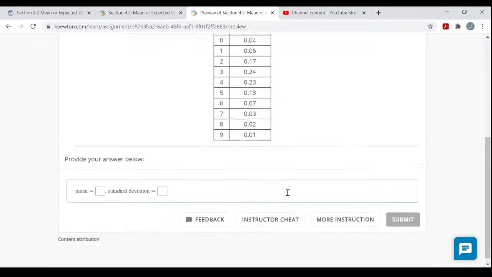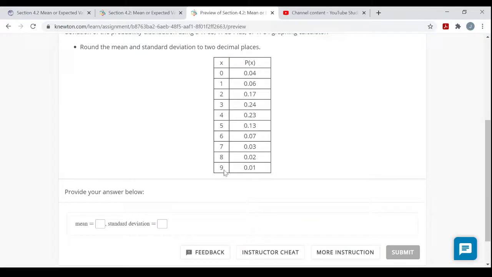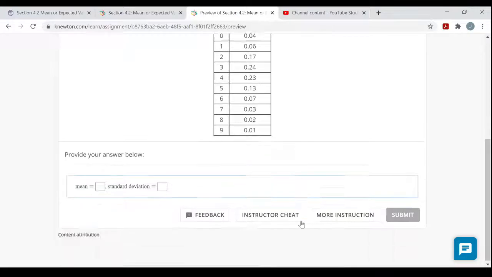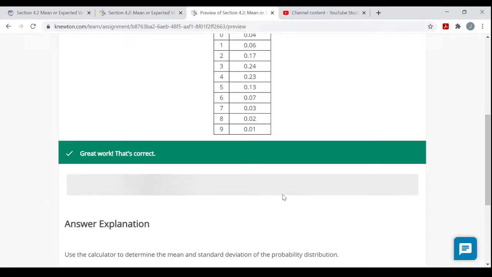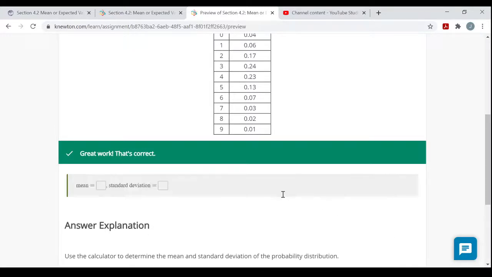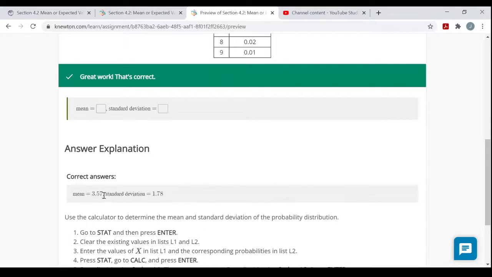Right. So again, I would enter 0 through 9 here down list 1, all these probabilities down list 2, go to stat, calculate 1 variable stats, make sure L1 is your list, and L2, whatever list you put it in, is your probability list, your frequency list, and then calculate. And you'll be getting these 2 numbers here. So 3.57, 1.78, okay.